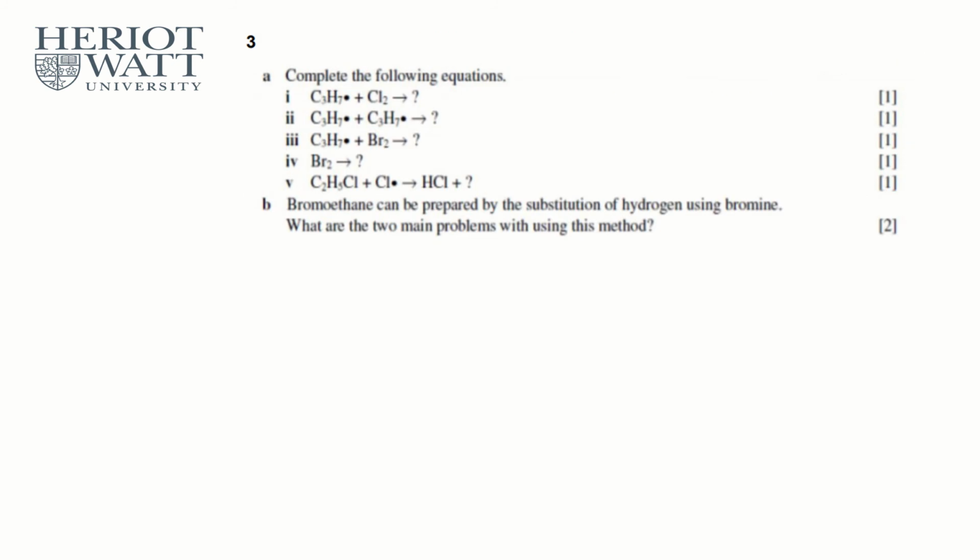Question 3, complete the following equation: C3H7 radical plus chlorine. So this one, they want you to estimate the products formed. In this case, when you have a radical plus chlorine, obviously the C3H7 radical grabs one Cl, leaving behind another Cl radical. All right, and for C3H7 radical plus radical, this is a termination step, so we'll have C6H14. All right, you get a hexane.